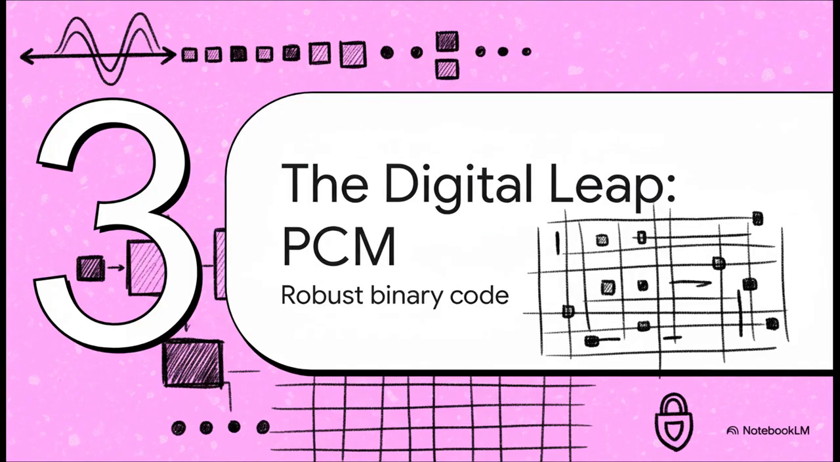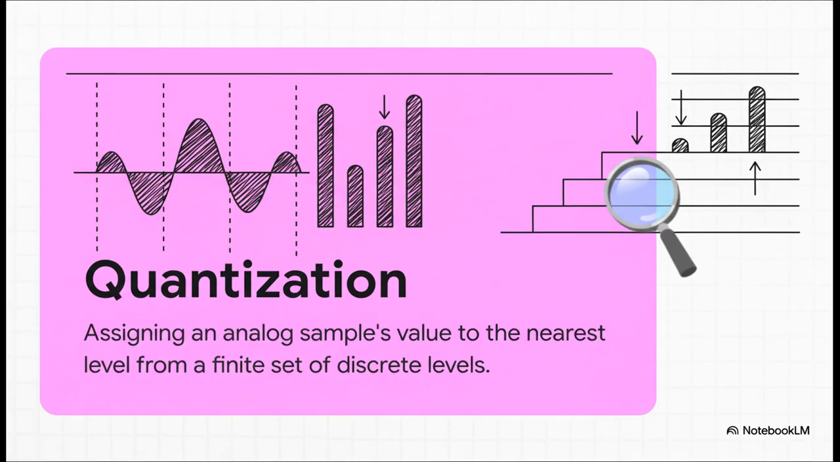Okay, let's move on to what is maybe the single most important concept in all of modern communications. We've gone from smooth, continuous waves to these little discrete pulses. Now we're going to take the final revolutionary leap and turn those analog pulses into something else entirely, something almost invincible: digital code. This is pulse code modulation, or PCM. Okay, so after we sample our wave, we've got all these pulses, but their heights could be anything: 1.2 volts, 1.21 volts, 1.211 volts. It's messy.